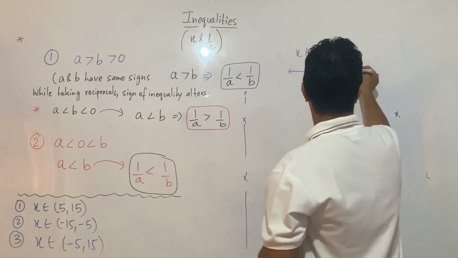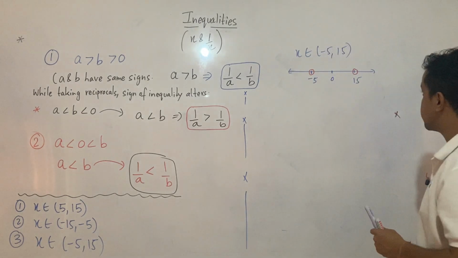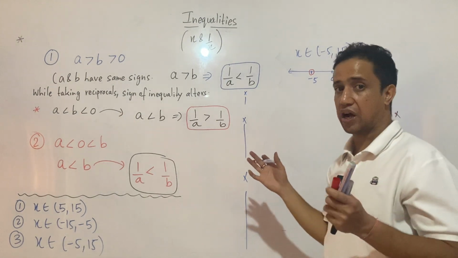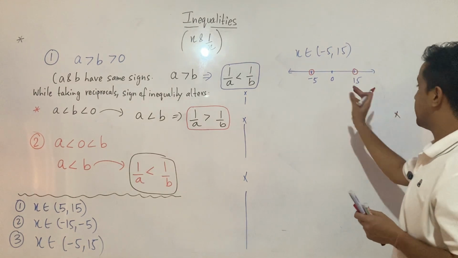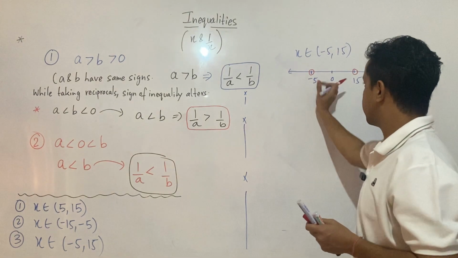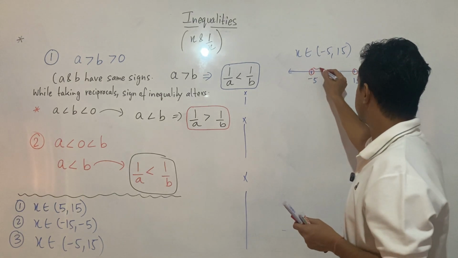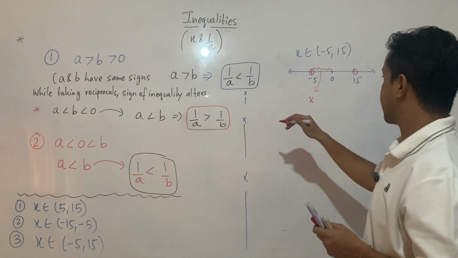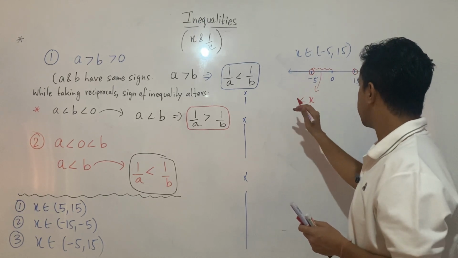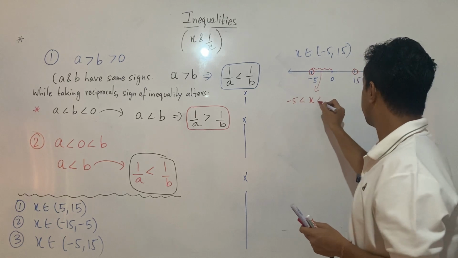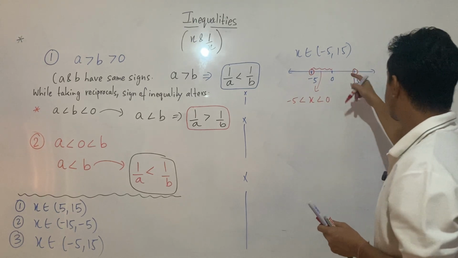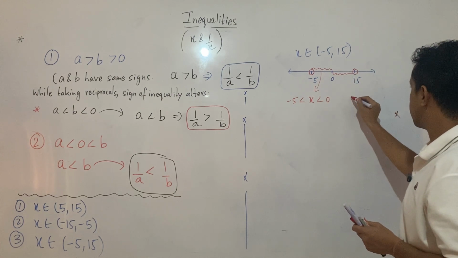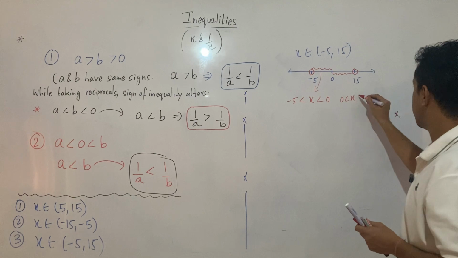So I cannot take this. So here I put hollow dots, right? So I can break this thing into two intervals. How? In this region, I'm talking about this region, my x is going to be negative. Why? Because it will lie between minus 5 and 0, right? And in this region my x will lie between 0 and 15.